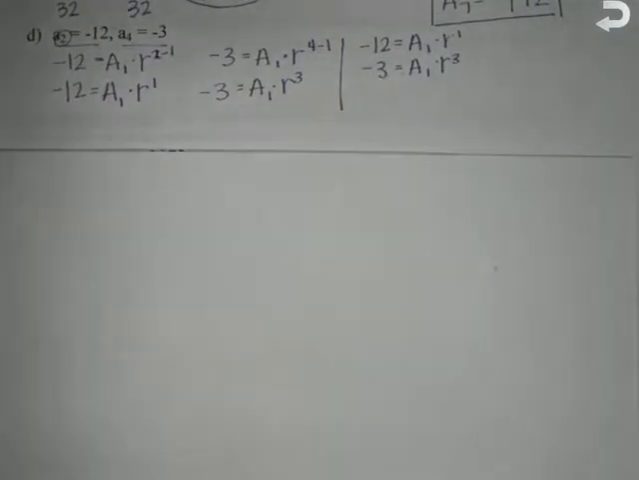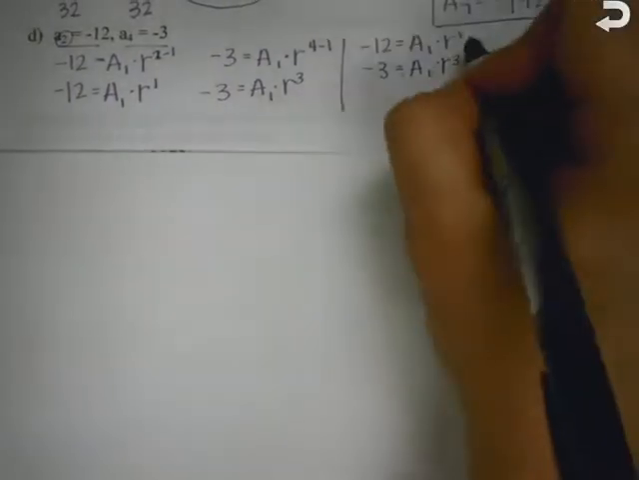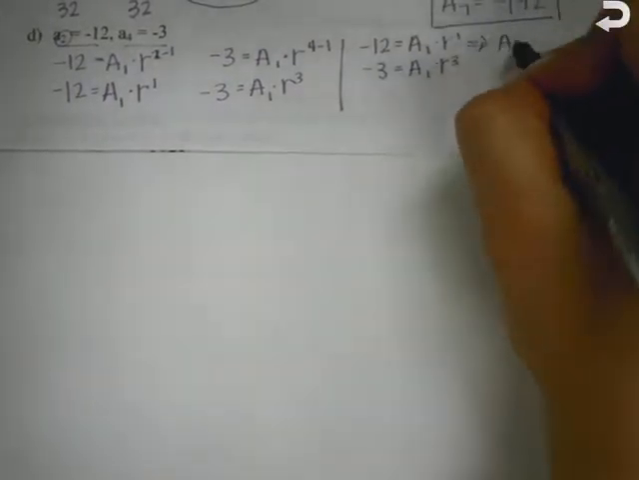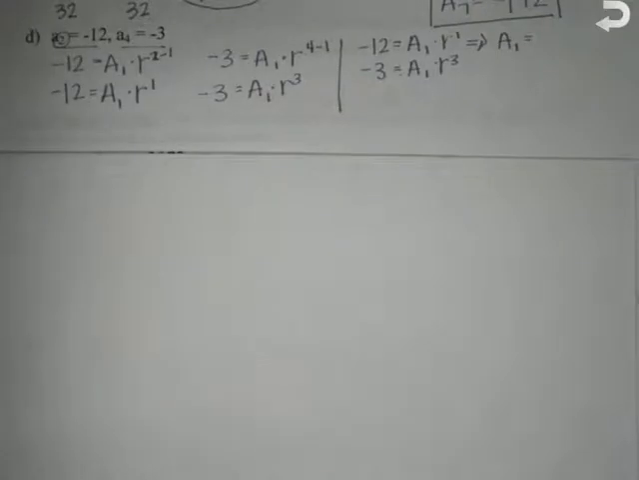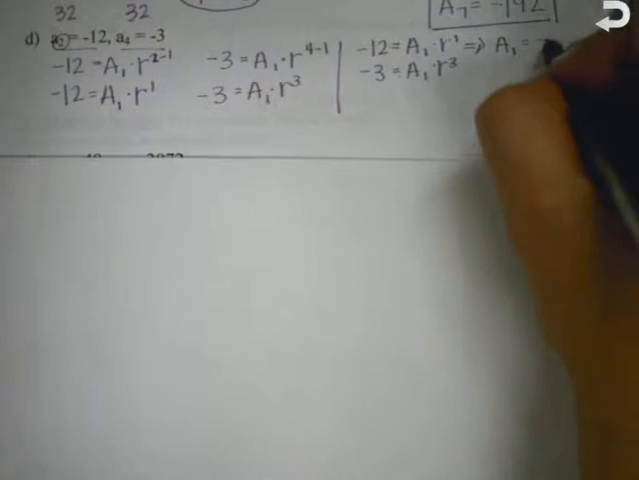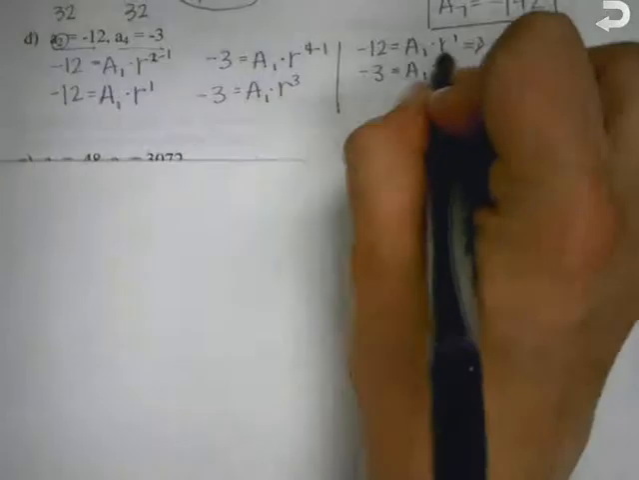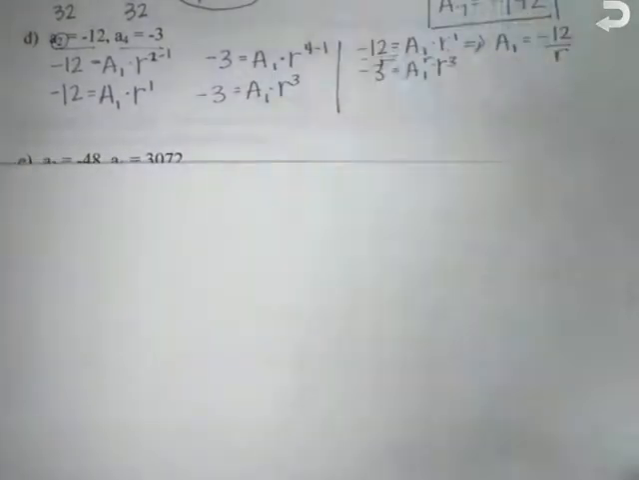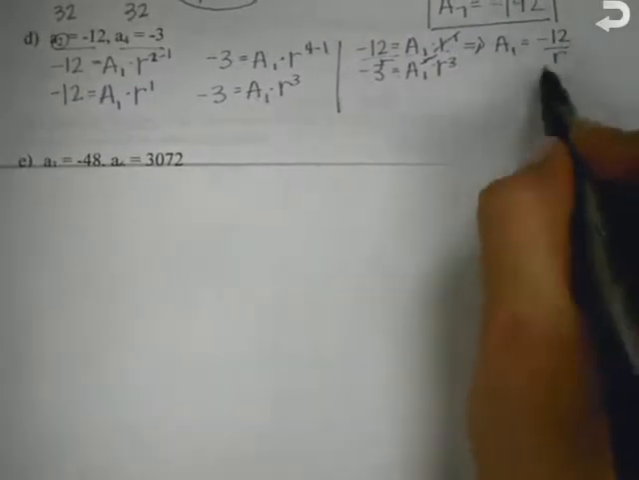To solve for a sub 1, what do I have to do? I can't subtract r because it's being multiplied. I need to divide by r, so it is negative 12 over r, right? Is everybody okay with that? I divided both sides by r to solve for a sub 1. Now I can take this and plug it in here. So that is negative 3 equals negative 12 over r times r to the third.